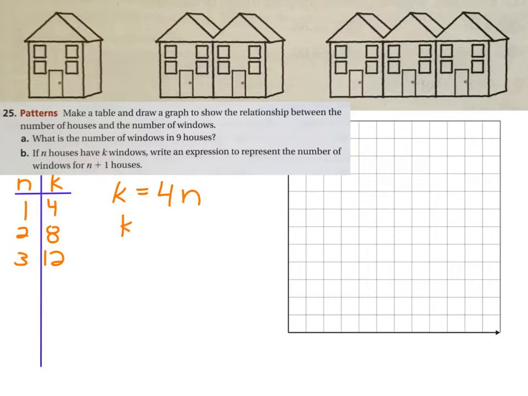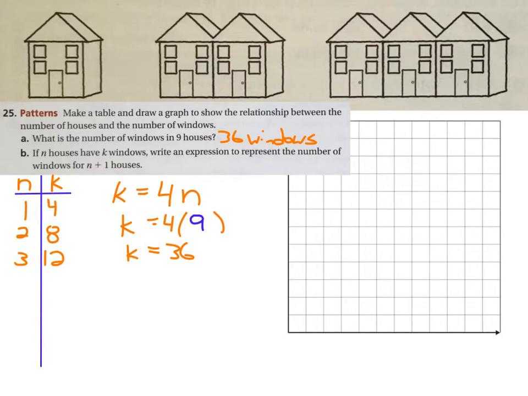Because in A it says what is the number of windows in 9 houses? Well, now we can just say k is equal to 4 times, there's 9 houses, so we're going to substitute in 9 for n. And what do we get? Equals 36. For 9 houses, there's 36 windows. What is the total number of windows in 9 houses? 36 windows.